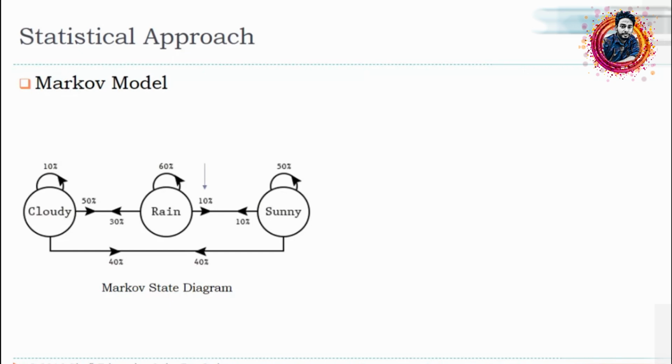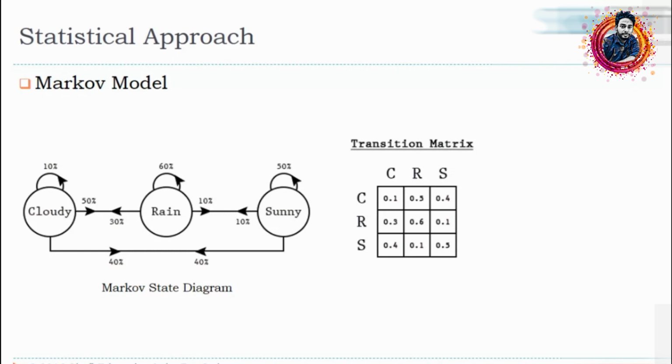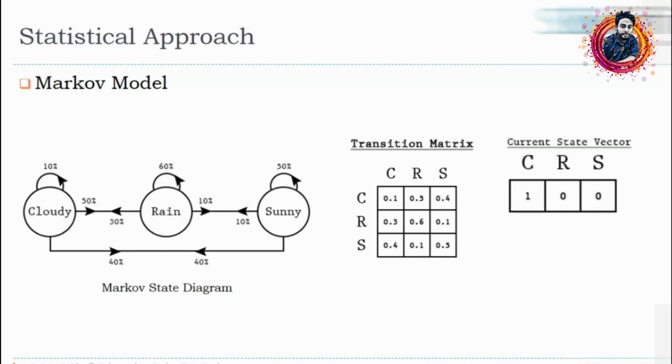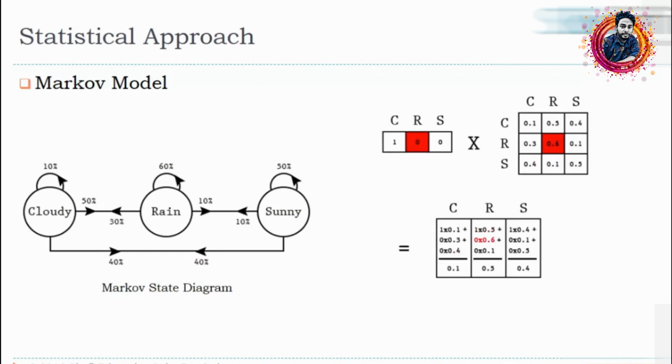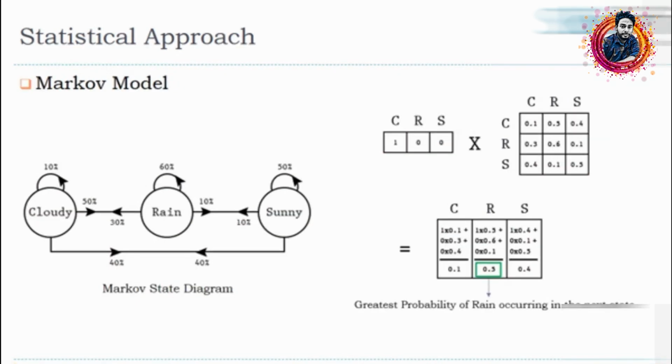These probabilities expressed in the Markov chain can also be expressed in the form of a transition matrix. The transition matrix transitions from row to column. Now we have another vector table which represents the current state. By multiplying the two tables, we get the probability distribution of the next states. In the resultant matrix, you can see that the probability of rain being the next state is more likely. You can further multiply this matrix with the transition matrix to find probability distribution of the next states.